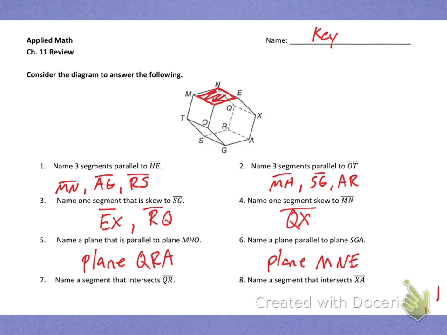Okay, name a segment that intersects QR. So I have QR right here. So one that's going to intersect it. So I'm going to have to do something like this. So that would be XQ. Okay, let's see, name a segment that intersects XA. So I have XA right here, so I'm just looking for one that intersects it, or goes through it. So you could do this one, or you could do this one. I'll just name it as RA.